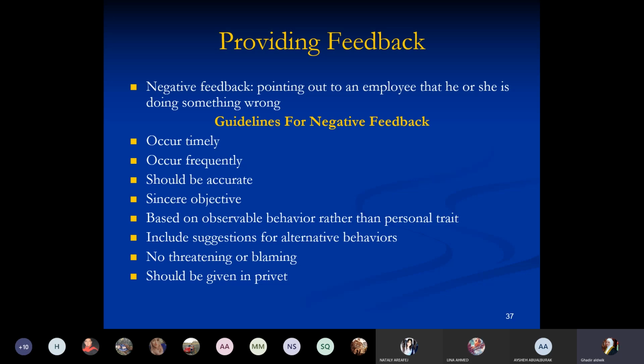Here is a very important issue. If I know that you have made a mistake or performed something in a wrong manner, I have to tell you the suggestions to improve your mistake, okay? Without blaming, please. Don't blame others about their mistakes. It is considered an opportunity for improvement. No threatening or blaming, this is my point, and it should be given in private, opposite to positive feedback. Positive feedback should be given in public, while negative feedback should be given in private, okay?